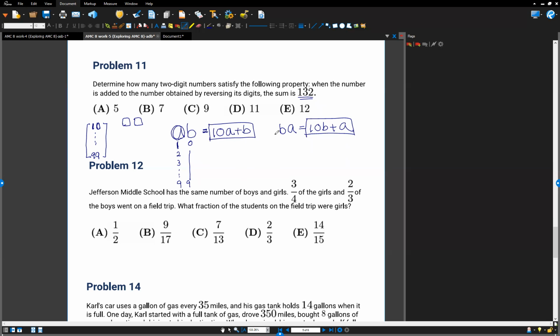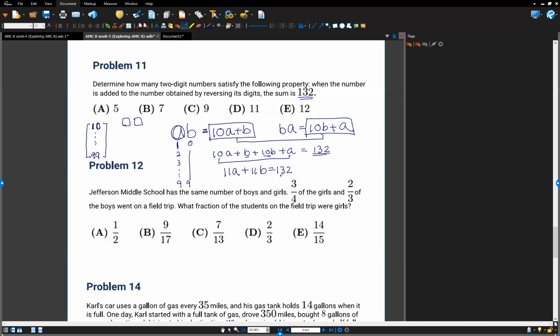They said the sum of these two numbers is 132. Can you add this one? 10A plus B, plus 10B plus A. That is 132. Now check it out. 10A plus A is what? 11A, right? The next one, B plus 10B is what? 11B. That is equal to 132.